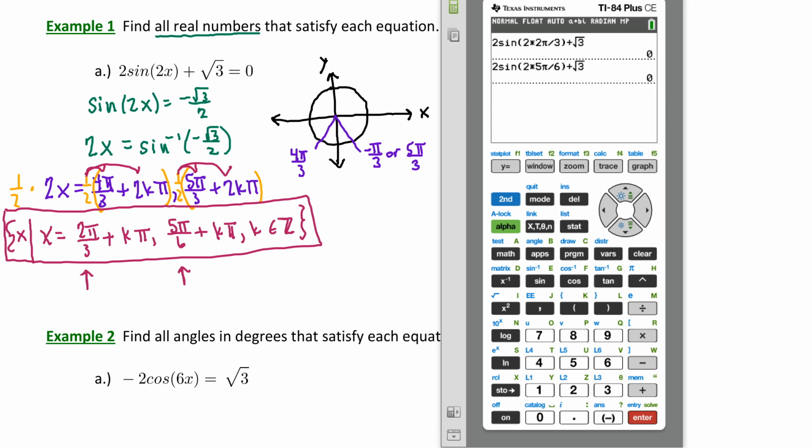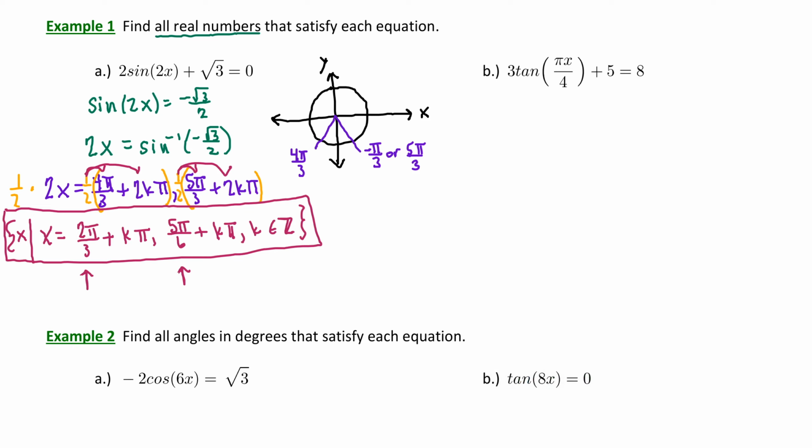Then if you want to take it a little bit further, you can add 1 pi, you can subtract 1 pi, add 2 pi, 3 pi, and check those answers as well. But I feel pretty confident that we did this one correctly. Let's try a similar approach with example B.